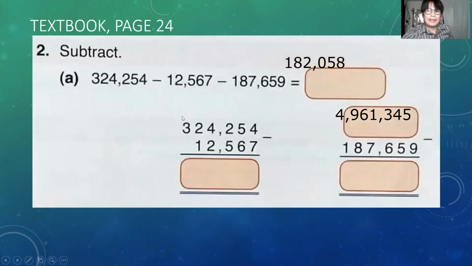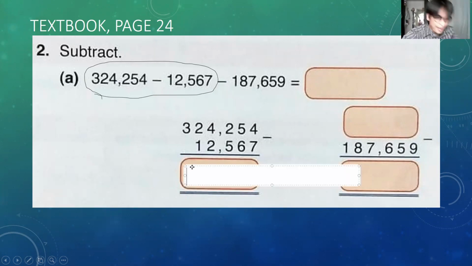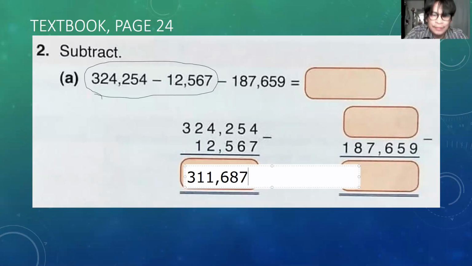Number 2, subtract. Okay, because we are about to finish the time, teacher will just answer, okay? You compare your answer. Before you can answer this part, this one first. The first number and the second number. So the answer on this box is 311,687. You have to write that here.